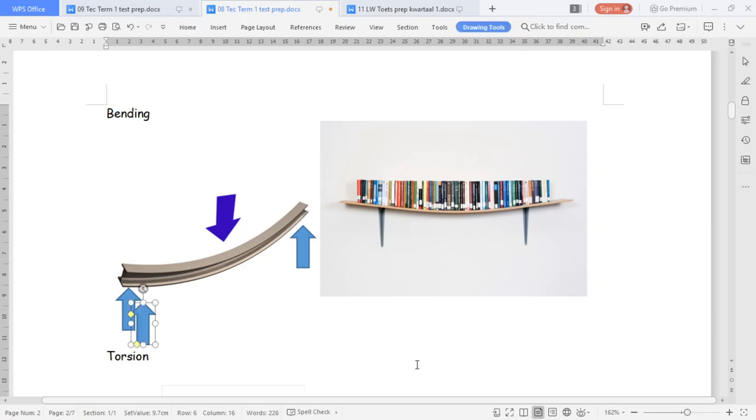If we look here at this picture, there's a force moving upwards here. That's this bracket that's keeping it next to the wall. Those two are moving up, but the heavy books at the top is pressing down. So we've got these three forces that's causing the bookshelf to bend.